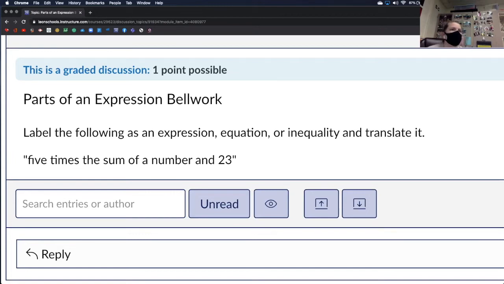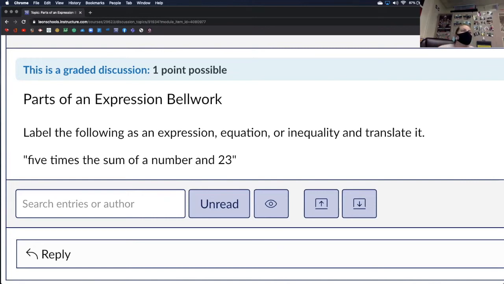So if you got that it was an expression, that's awesome. Then we need to jump into translating. If I read those first two words, it says 5 times. Times tells me what? Multiplication. But then it says sum, which indicates what? Add. So am I going to write 5 times plus? No, probably not, right?